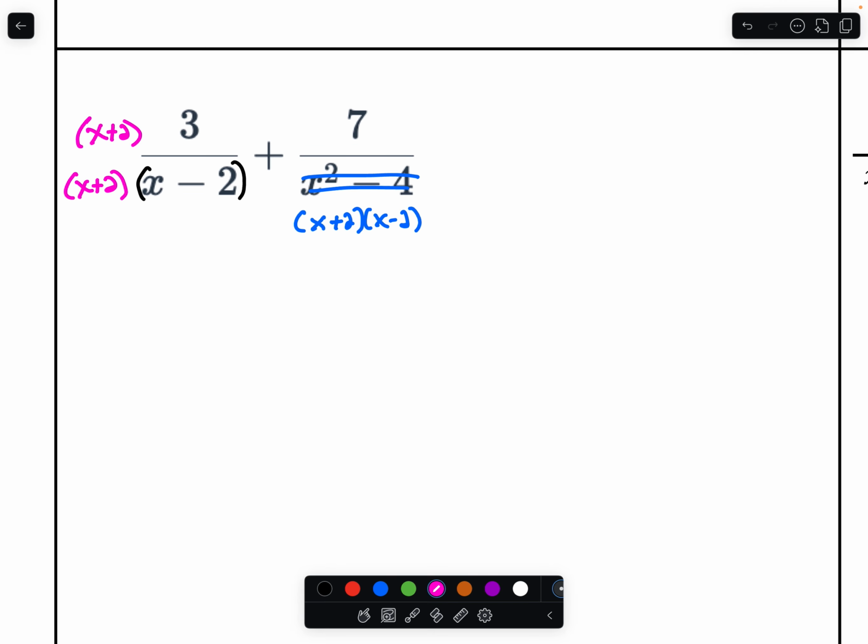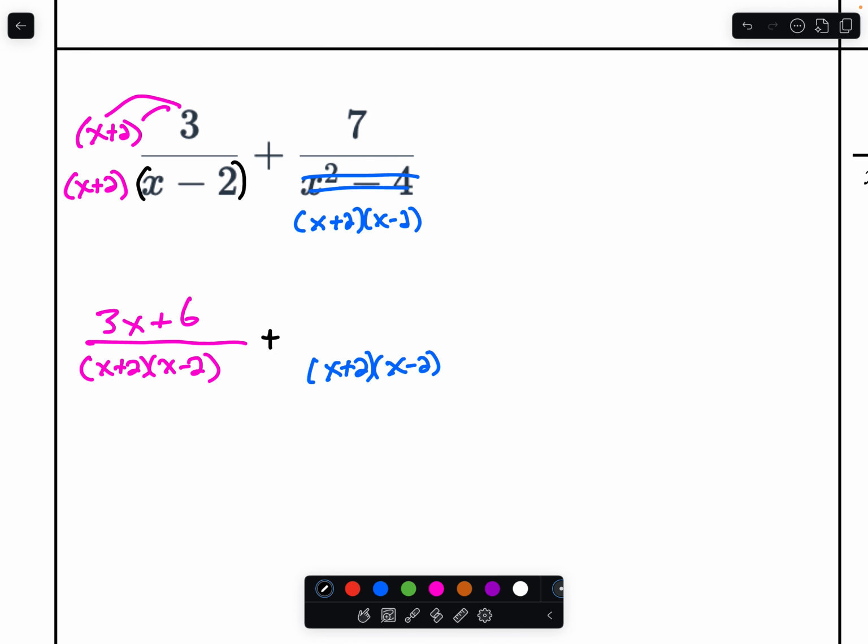So I distribute through here very carefully. I've got 3x plus 6 in the numerator, and in the denominator I have x plus 2 times x minus 2. Now I'm going to add this together. And what do I have over here? I have x plus 2 times x minus 2. So I have the same denominator in both of our terms here. Now, if that is true, I can take all the values in the numerator and add them up.